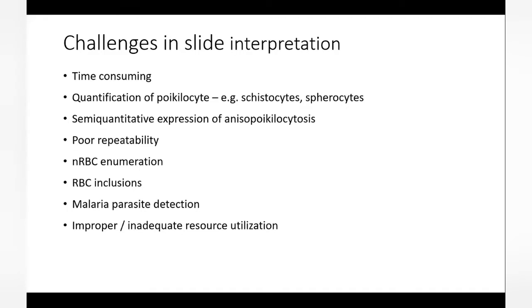Look for malaria, which is always not easy to find, especially if the staining is not proper. Look for RBC inclusions, which is very difficult again, because Howell-Jolly bodies and so many other inclusions can look like just platelets sitting on the RBCs, or can look like artifacts.